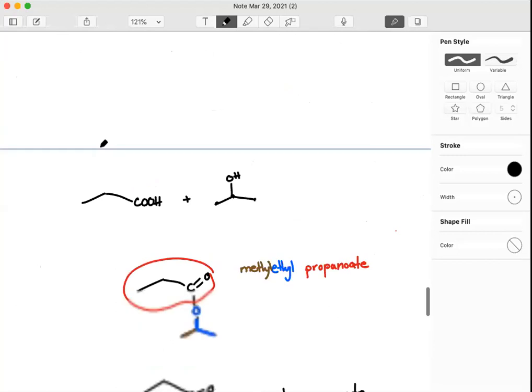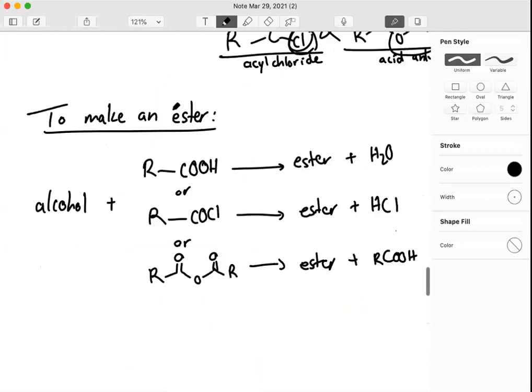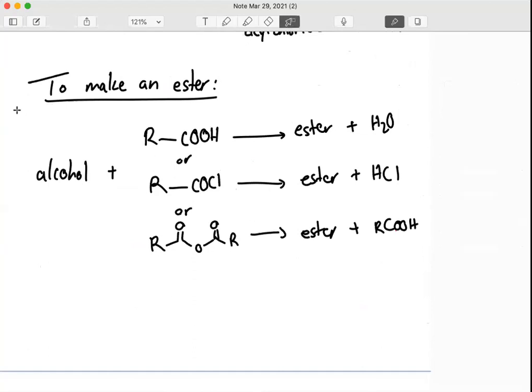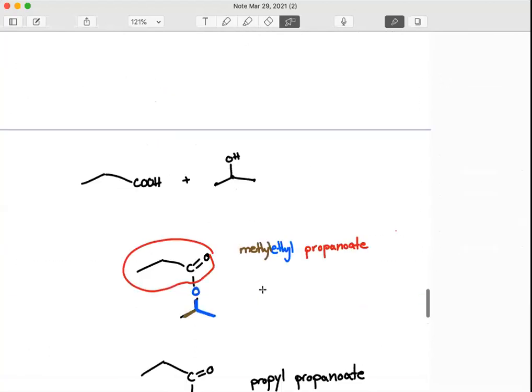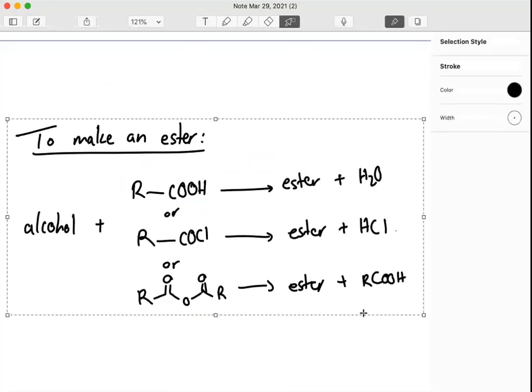I just want to jump to the amines now. And I will start with something related to this. We already agreed that to make an ester we know what to do. We have these 3 options. Let's see what we do if we want to make an amide. This is to make an ester, we are good. We can make it smaller and put it aside so we remember.